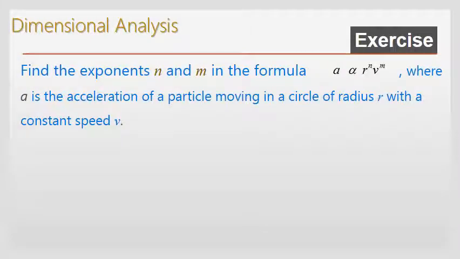Another application of dimensional analysis is an exercise, and you are asked to find the exponents n and m in the formula of circular motion, where the acceleration is proportional to r, the radius, to the power n, multiplied by the velocity v, or the speed v, to the power m, where a, again, is the acceleration of a particle moving in a circle of radius r with a constant speed. If you work out this problem, the answer should be m equal 2 and n equal 1.